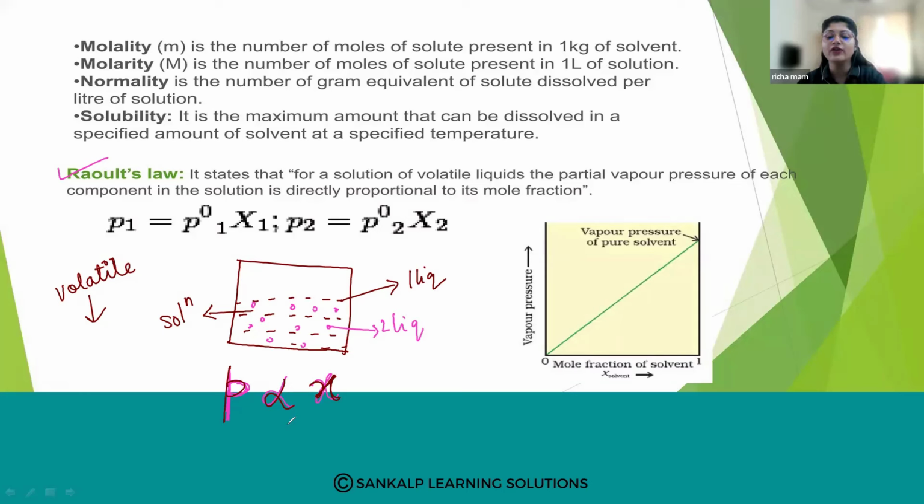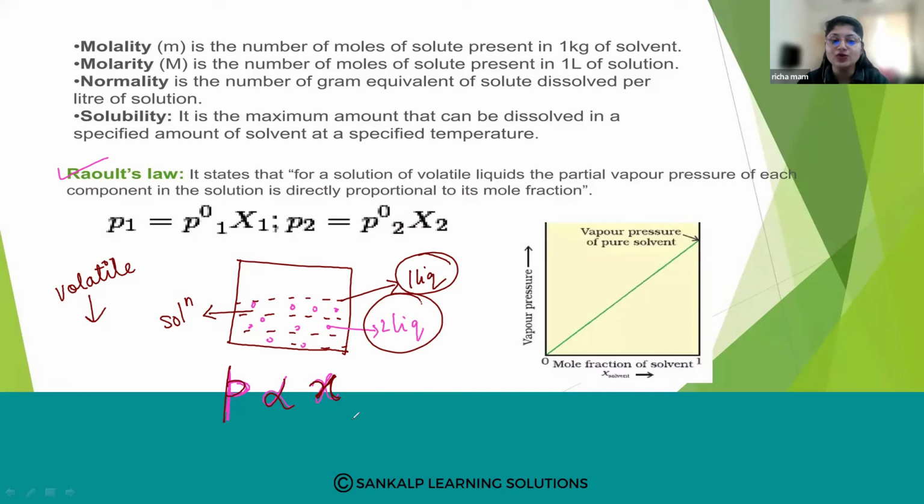Now what you have to note is that here both the liquids are volatile in nature. But for the application of Raoult's law, the necessity is that at least one of the components should be volatile. Either one of those liquids should be volatile in nature. It should produce gas, because we are studying about gas in liquid, right?